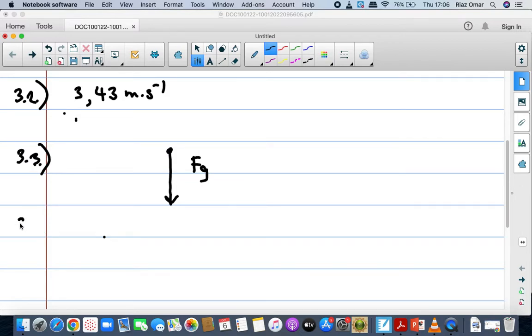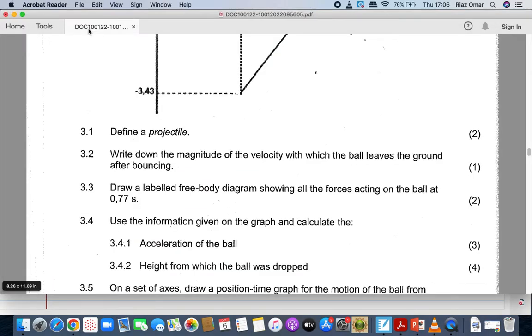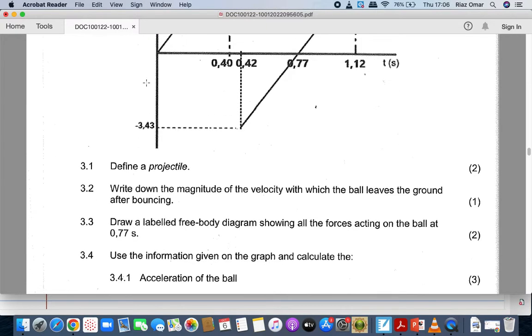3.4. If you look at the question, 3.4 says, use the information given on the graph to calculate the acceleration of the ball. Right, so how do we calculate the acceleration of the ball? Use the information given on the graph.